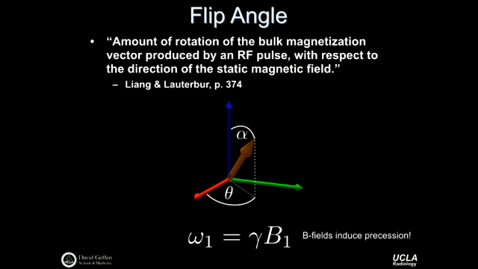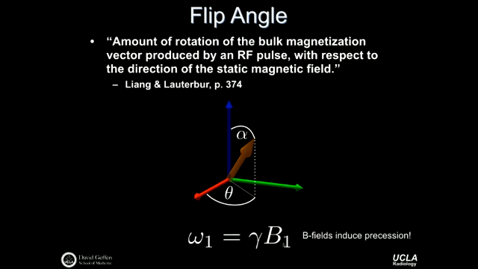So I said this a little bit already. The flip angle is just the amount of rotation that the bulk magnetization vector undergoes, produced by an RF pulse, with respect to the direction of the magnetic field. So that's drawn here as the alpha, and then again we can control the phase. Now, there was nothing special about the B0 field, right? The B0 field caused our system to precess. The B1 field also causes our system to precess. It's just another B field.